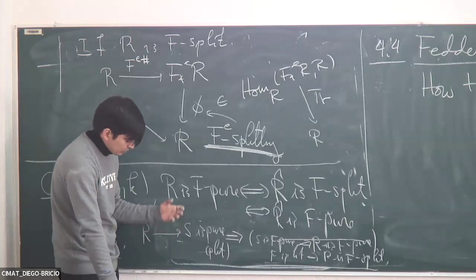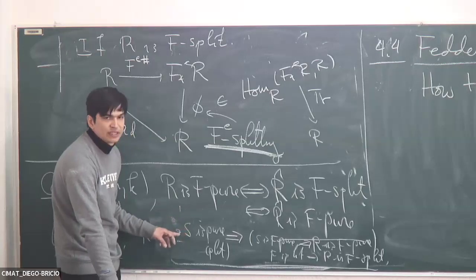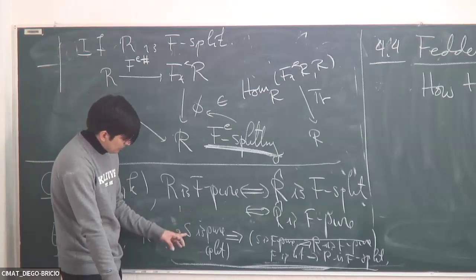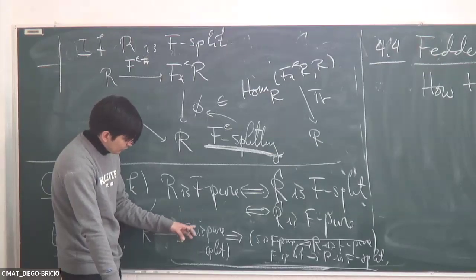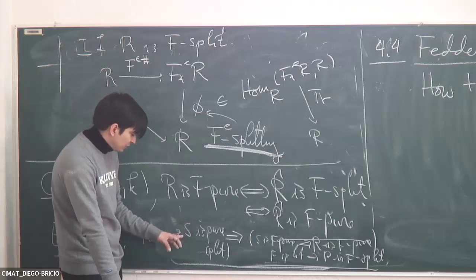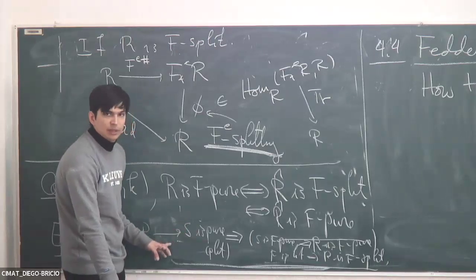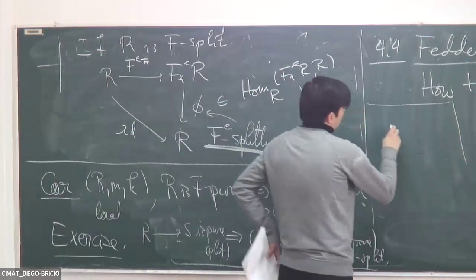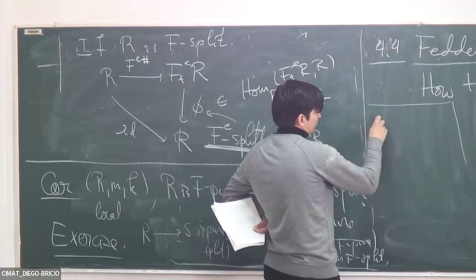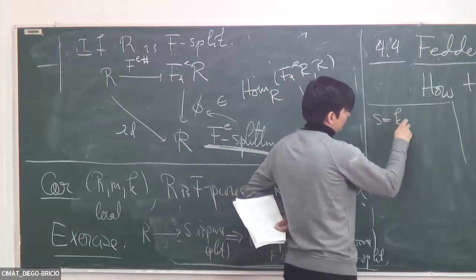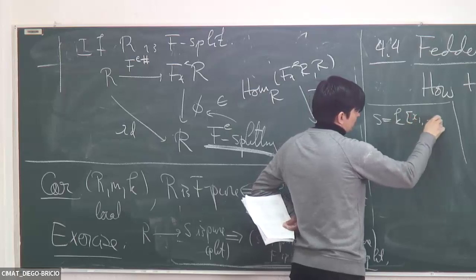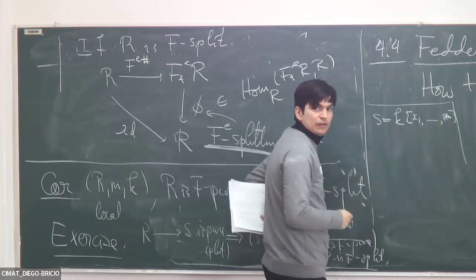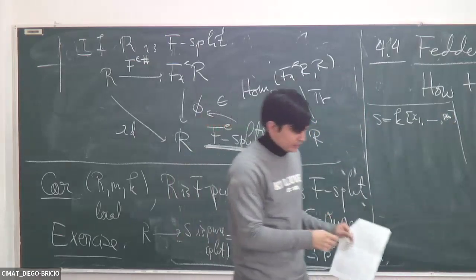For example, you're going to have that the so-called direct summands of regular rings are pure, split. And so this gives you a whole bunch of singular rings that happen to be pure. But let me continue here with the examples. So what are examples? You can take S equals a polynomial ring, which you know now is pure and split, both of them.